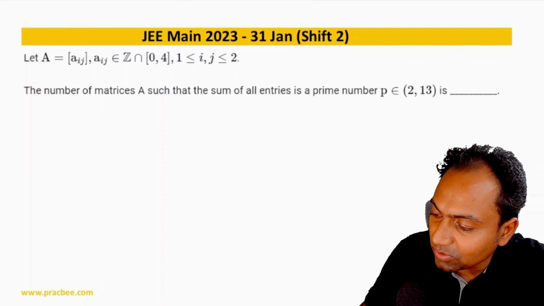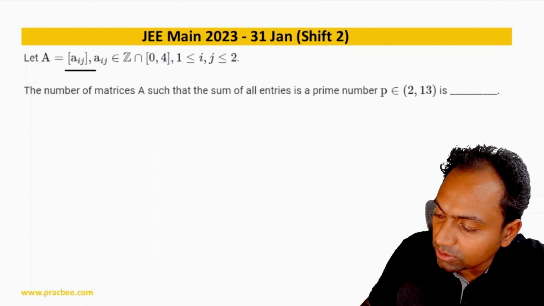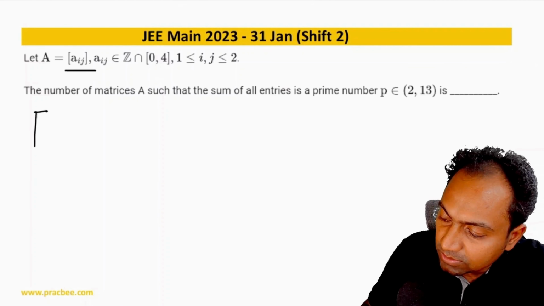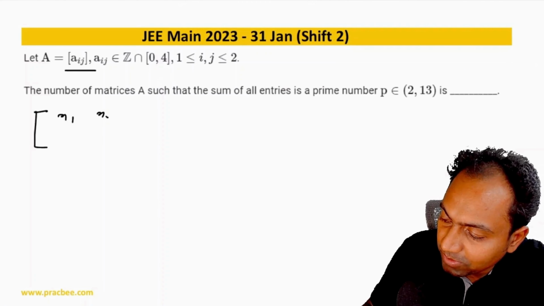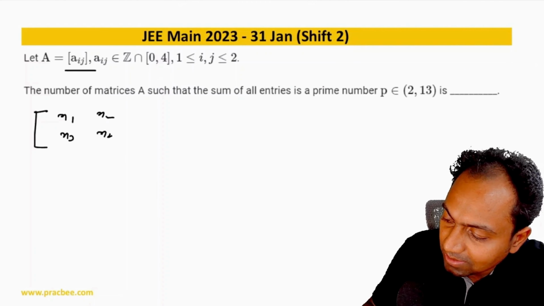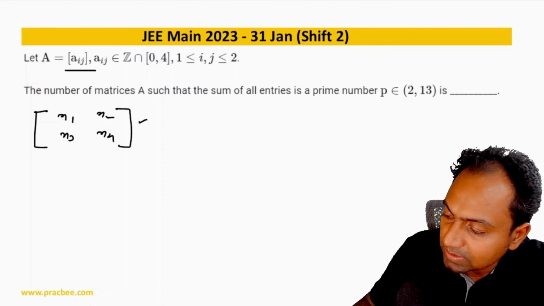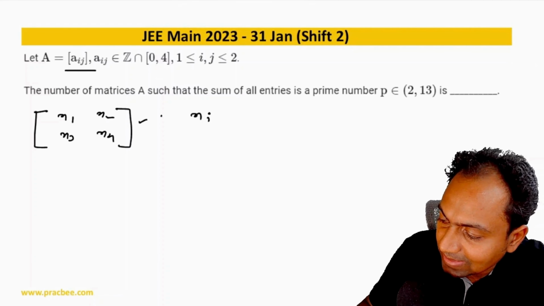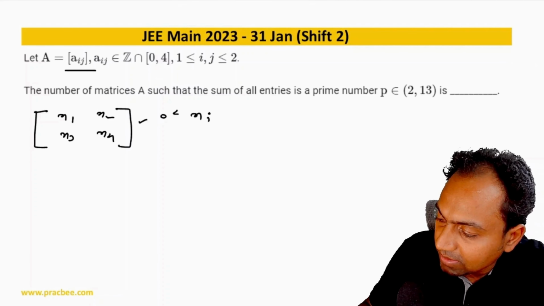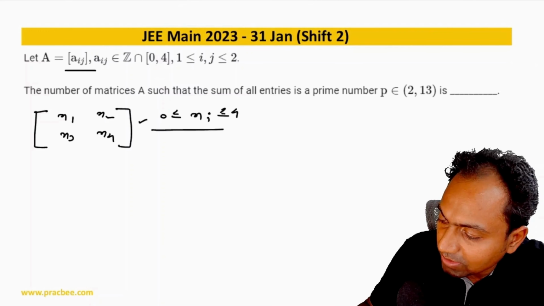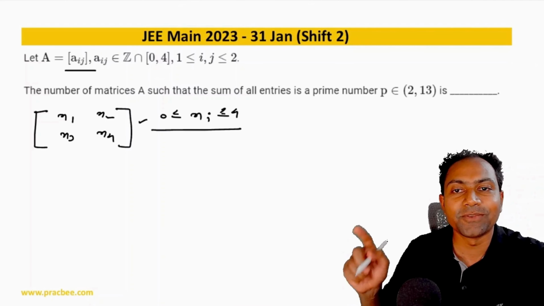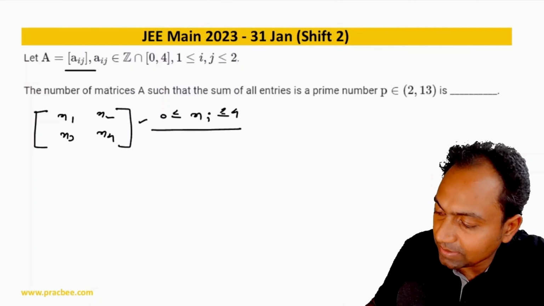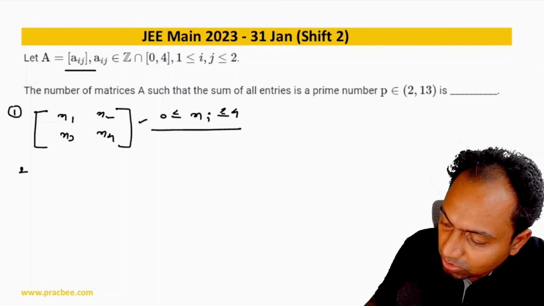In this case, what they are saying is this is a 2 cross 2 matrix. So if I write this as x1, this value becomes x2, then x3, then x4. Now what they're saying next is this xi needs to lie between nothing but 0 and 4. So it can take values 0, 1, 2, 3, 4.